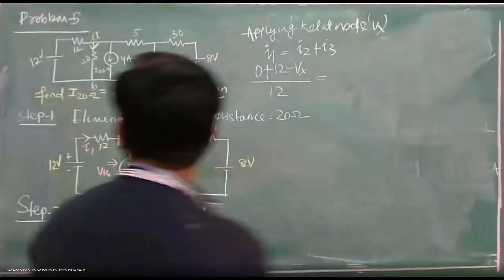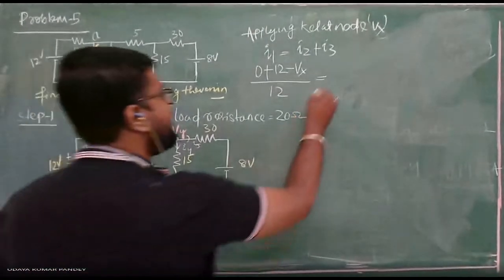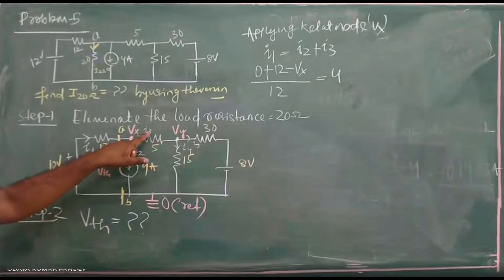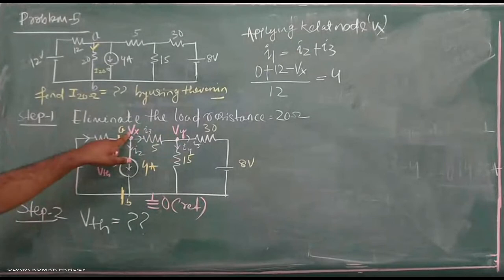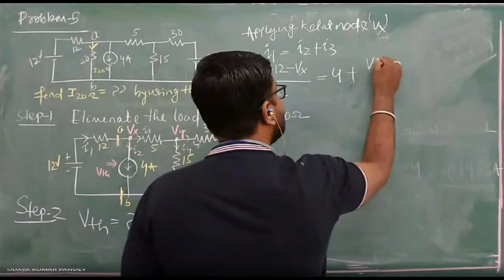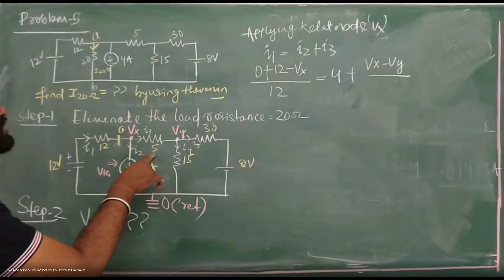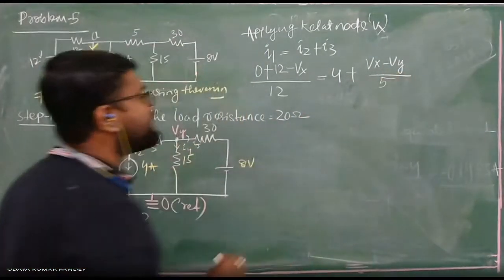Okay, fine. Now I2, how to calculate the I2? I2 is the current given here, that is 4 ampere. I can write simply 4. Now you can see I3, how to calculate? You have to calculate the potential drop, that is Vx minus Vy. You just add up the potential drop Vx minus Vy divided by how much? This is your resistance, that is your 5 ohm. Is it okay? Yes, sir.